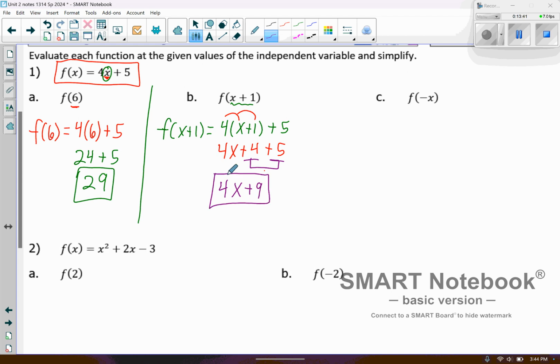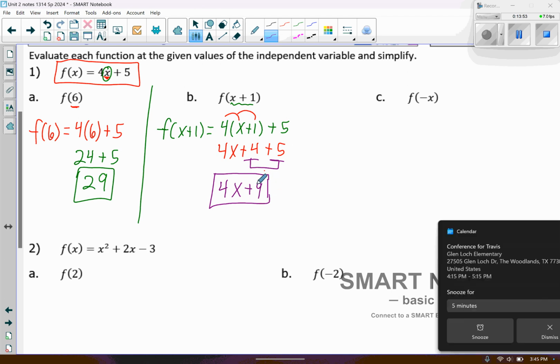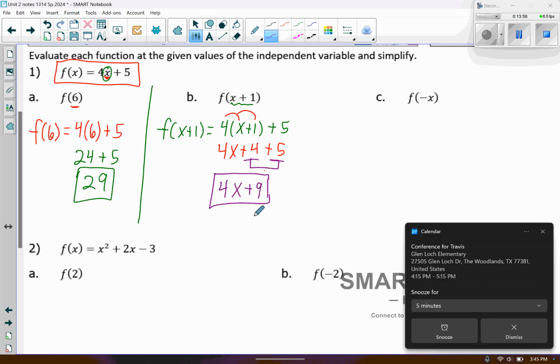A very common mistake students make is all of a sudden they'll add an equal sign and try to solve for x. And so we don't want to do that. You want to plug in what you're evaluating the function at and then simplify it and then just stop right there.